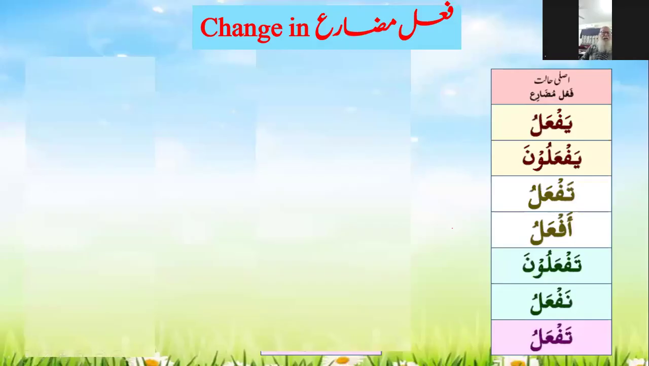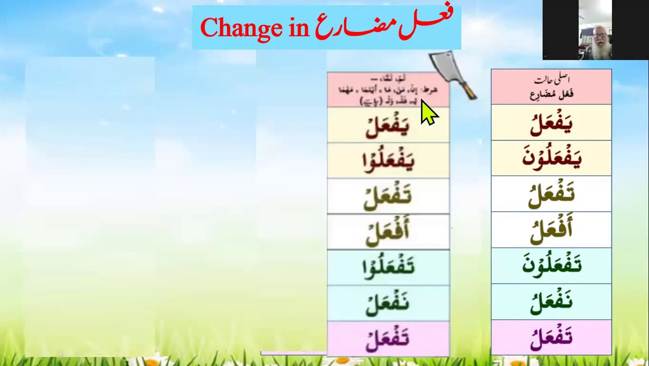We saw the fi'l mudari, normal maruf: yaf'alu, yaf'aluna, taf'alu, af'alu, taf'aluna, naf'alu, taf'alu. When the choppers come, when the jazim come, chopper means jazim, giving the jazm. What are they? Lam, lamma, in, man, ma, and with this is ainama, mahma, and falwal, lam, amar. When these come, they are choppers, they are jazim.